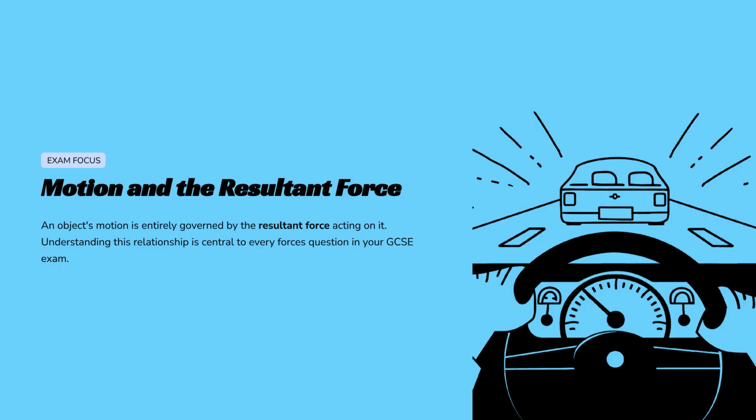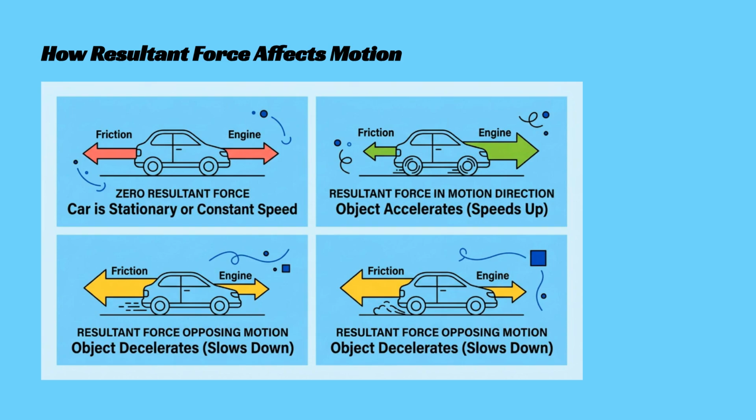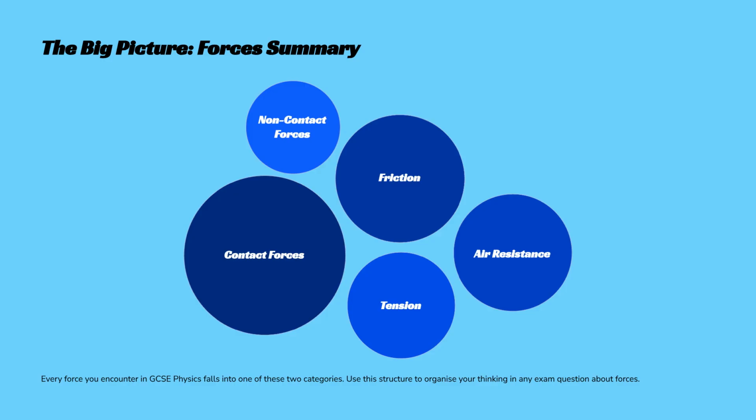An object's motion is entirely governed by the resultant force acting on it. Mastering this relationship is central to success in your GCSE Physics forces questions. This visual illustrates how the resultant force directly dictates motion. Whether an object is stationary, accelerating, or moving at a constant speed, the state of the resultant force tells the full story. Here is the big picture summary.